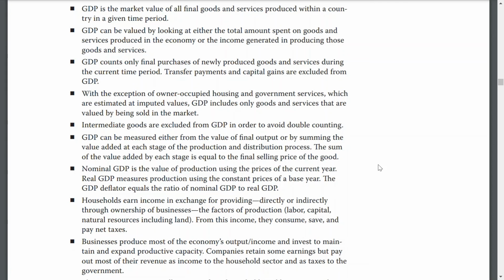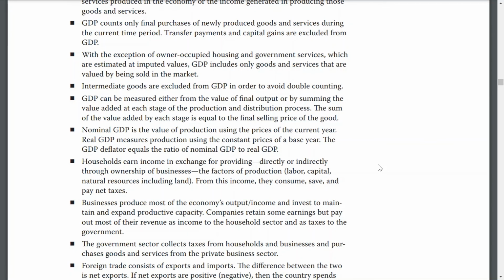GDP counts only final products of newly produced goods and services during the current time period. Transfer payments and capital gains are excluded from GDP, with the exception of owner-occupied housing and government services, which are estimates of imputed values. GDP includes only goods and services that are valued by being sold in the market. Intermediate goods are excluded from GDP in order to avoid double counting. GDP can be measured either from the value of final output or by summing the value added at each stage of the production and distribution process.